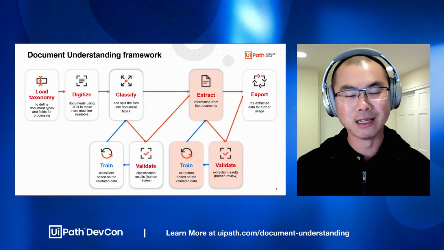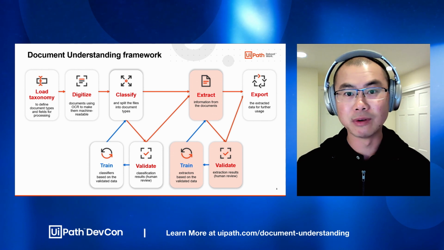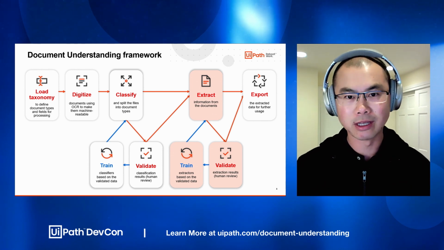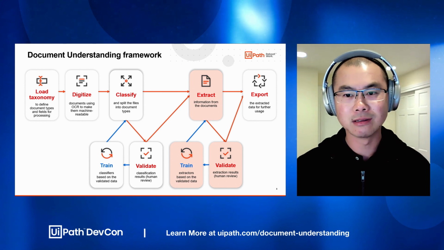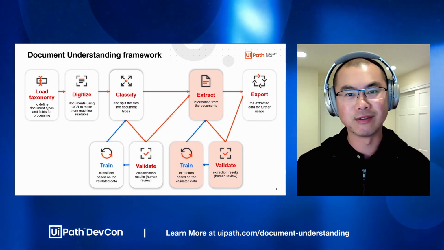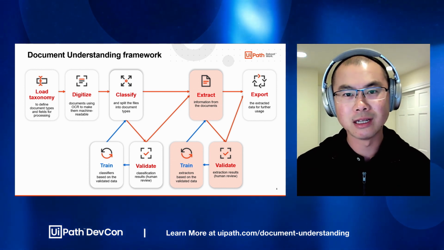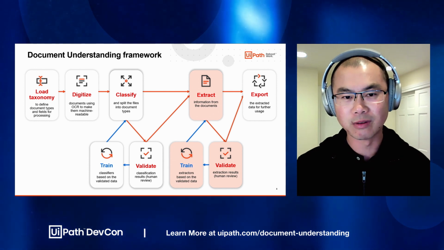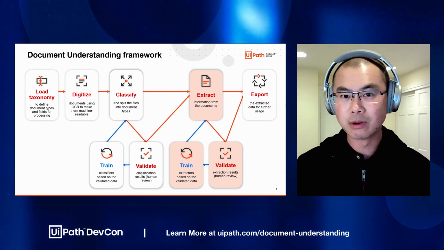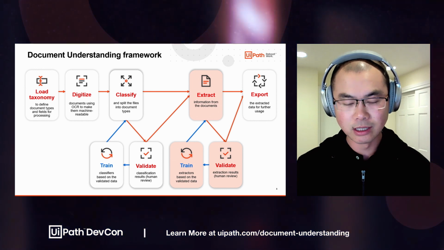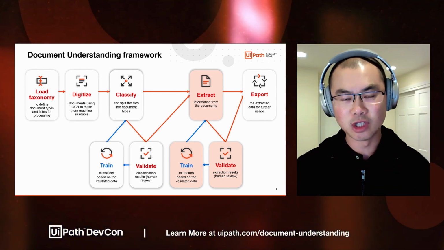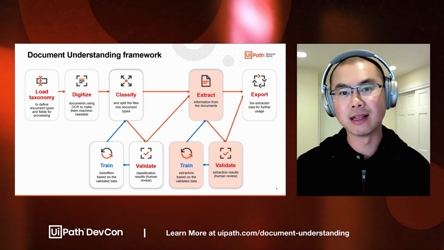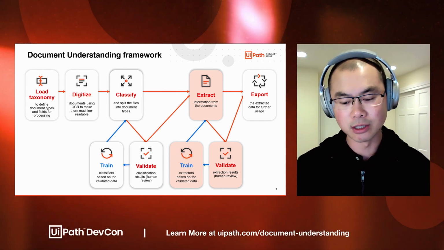So let's remind everybody, when we talk about document understanding, we're referring to the entirety of the framework here, really around things from loading taxonomy to digitization, classification, extraction, and of course, exporting of those results to the rest of your automation workflow. Now, for today, we're going to focus a lot of our attention on these areas around extraction, training of machine learning extraction models, and validation to do retraining of those models as well.